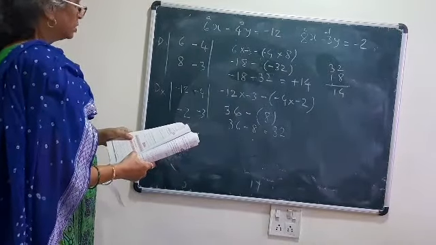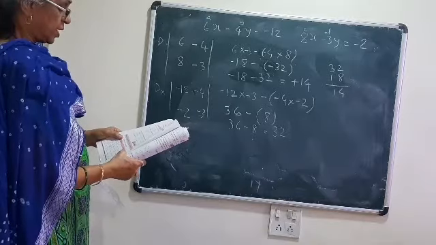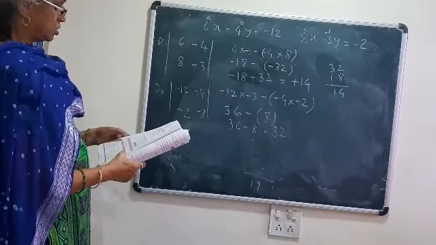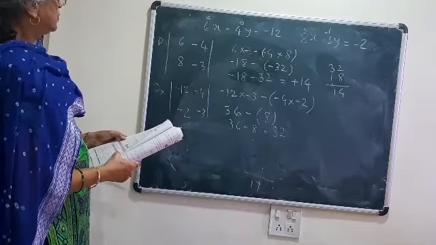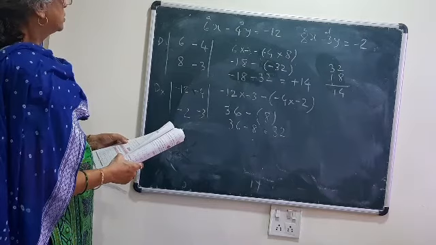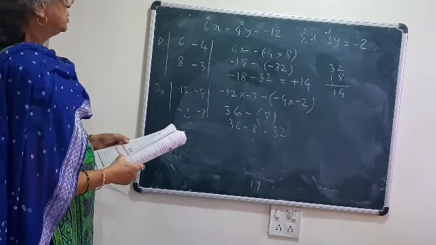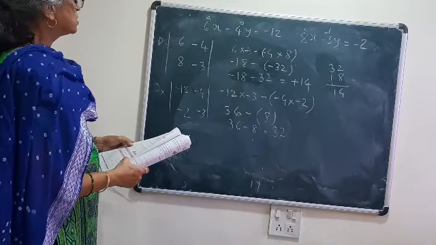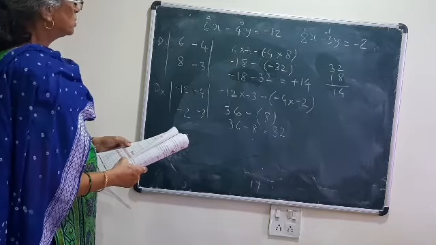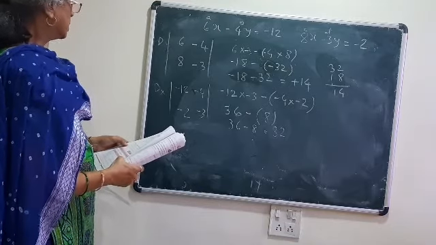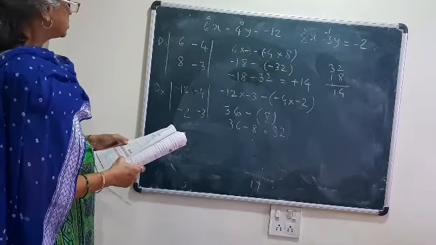6x minus 4y is equal to minus 12. 8x minus 3y equal to minus 2. So D will be 6 into minus 3 minus minus 4 into 8. So that will give you minus 18, and minus minus will become plus 32. 32 minus 18 will be 14. Correct. For Dx we are going to write the constant terms first.